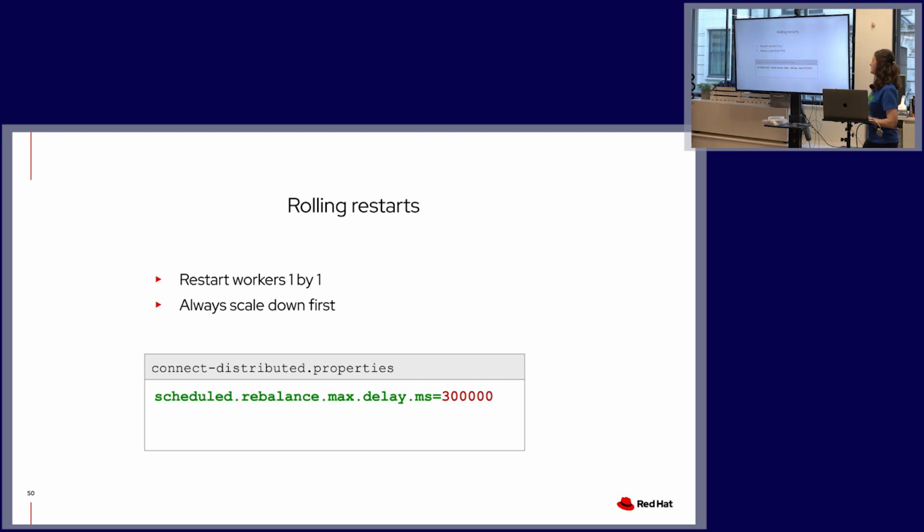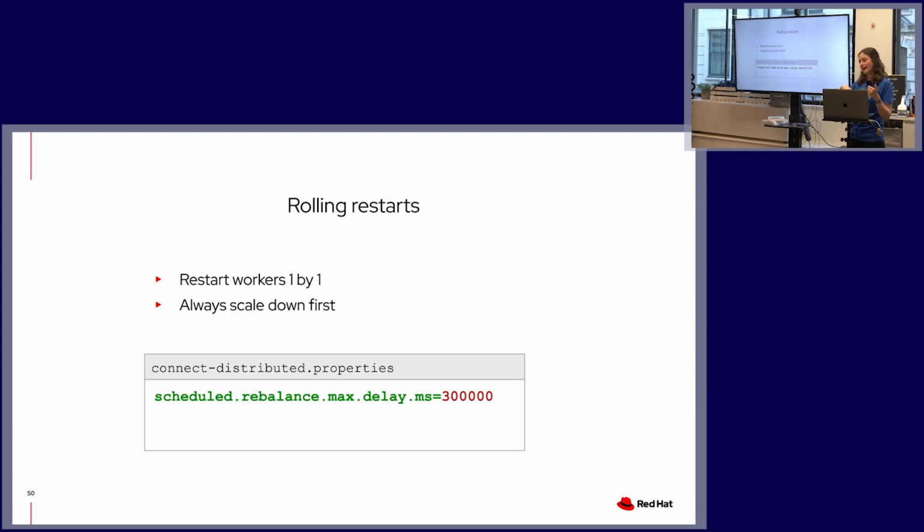When you're doing a rolling restart, you should restart each of your workers one by one and make sure that all of your connectors are still running afterwards. And there are two things you need to be aware of. One is you should always scale down first. And the reason for this is because if you're running with the default latest settings, if you add an extra worker to your Connect cluster, it will automatically trigger a rebalance because it will think you're scaling up the cluster and it will rebalance all of the connectors across it.